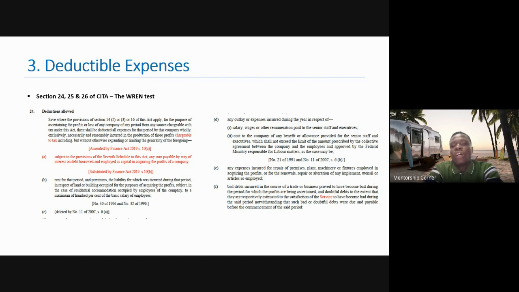So we also have any outlay or expenses incurred during the year in respect of salary, wages, or remunerations paid to the senior staff and executives.